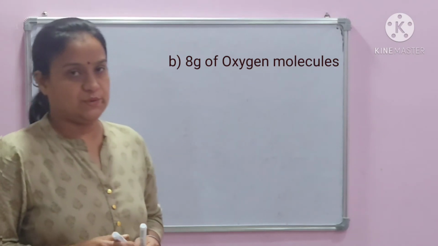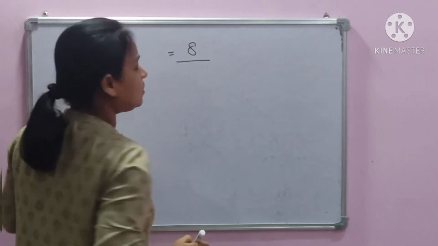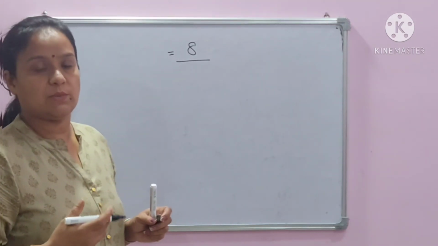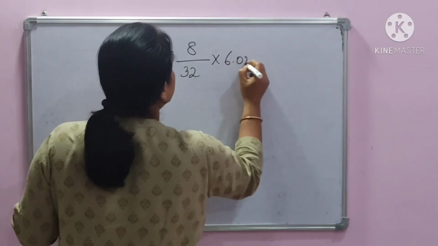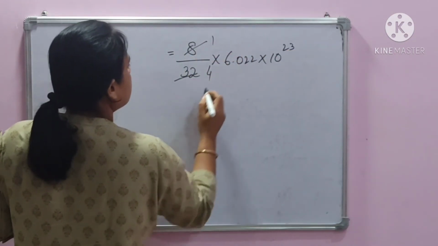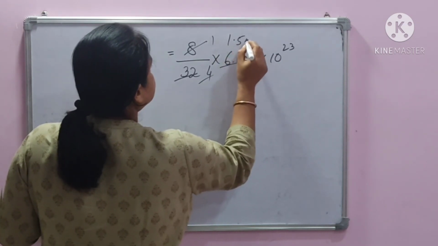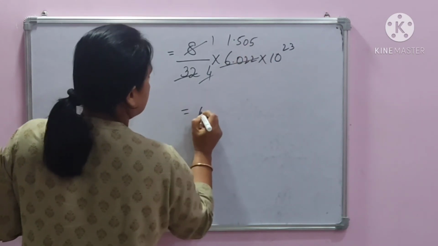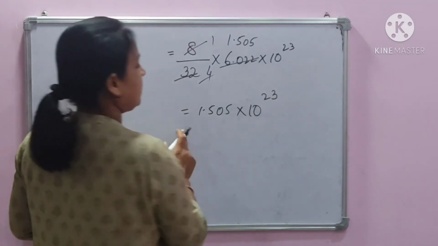Now in the second one you see, the given mass of oxygen is 8 gram. Right? And we know that the molar mass of oxygen, this is a molecule, so it will be 32 multiplied by Avogadro's number. So it comes to be 1 by 4. So it will be something like this. You can check the calculation. So it will be approximately like this.